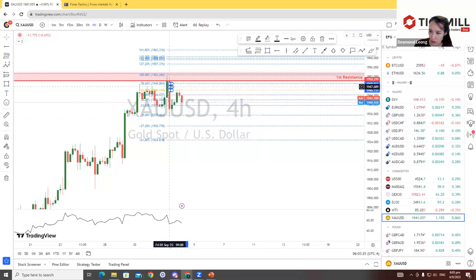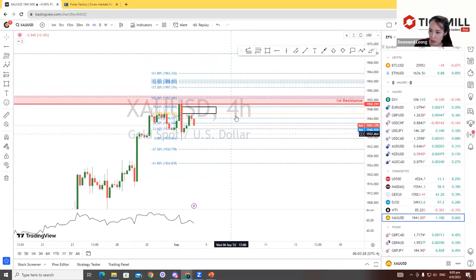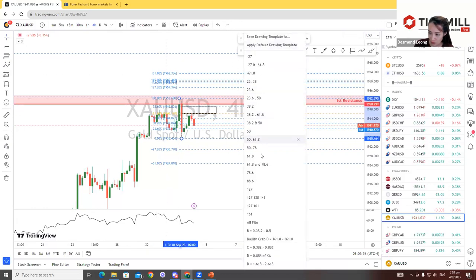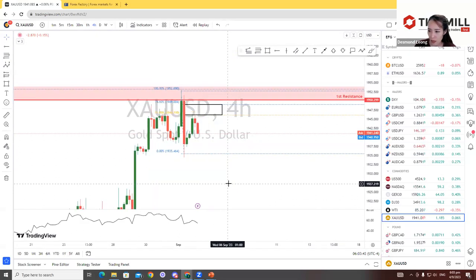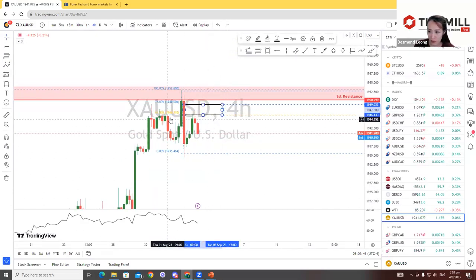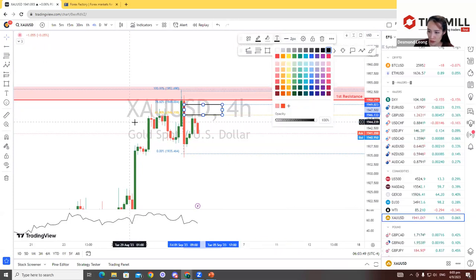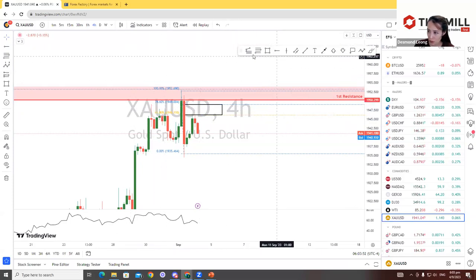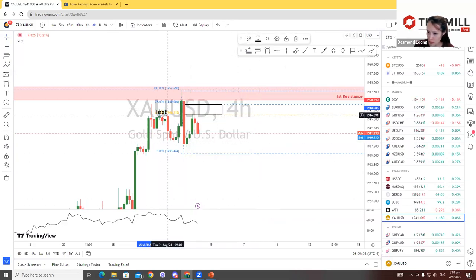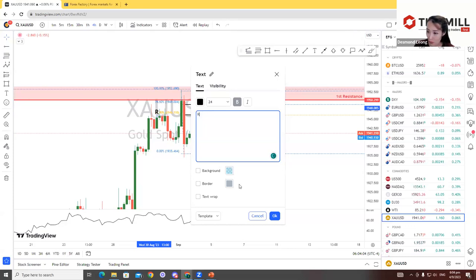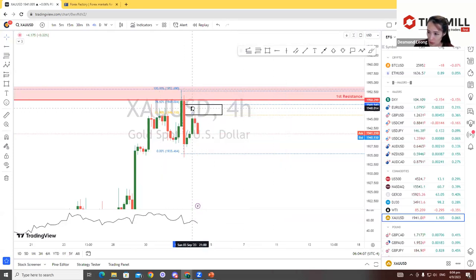I'll tell you why: I think this could be the left shoulder, head and the right shoulder here. You get what I mean? So my strategy, if you want to trade QM, you know QM, right? I look at this one as my left shoulder. I think this is going to be the right.